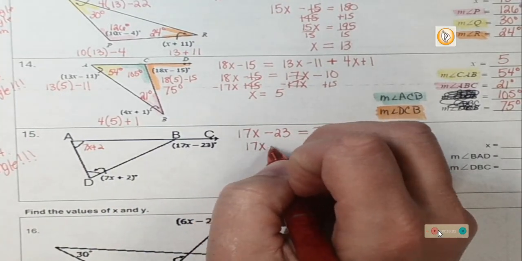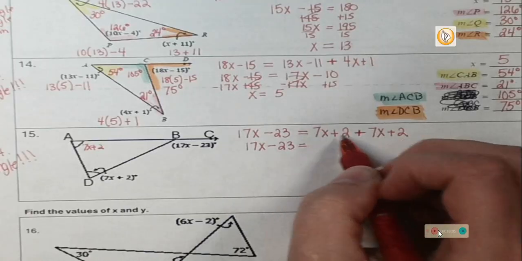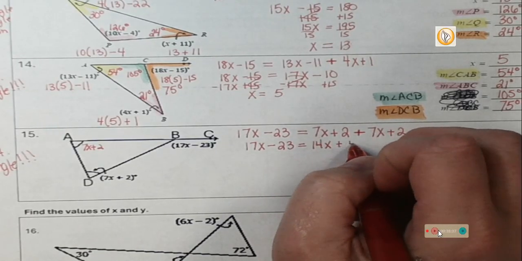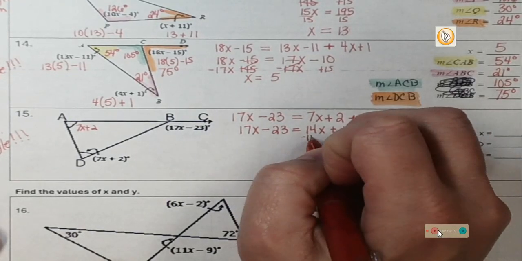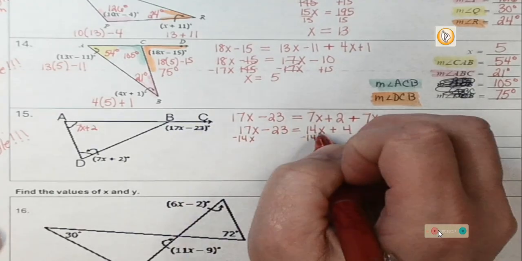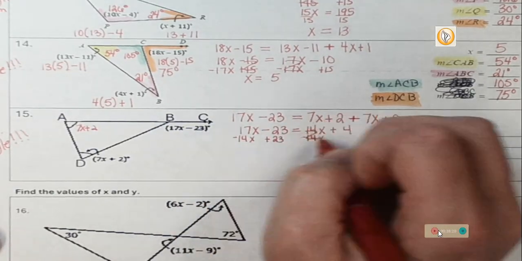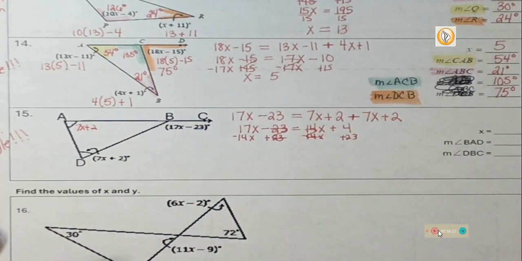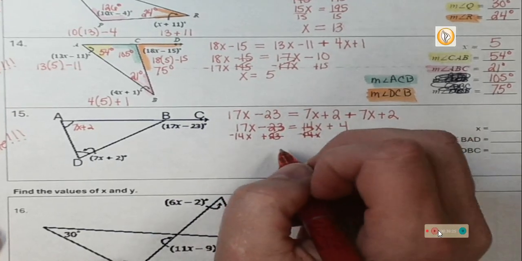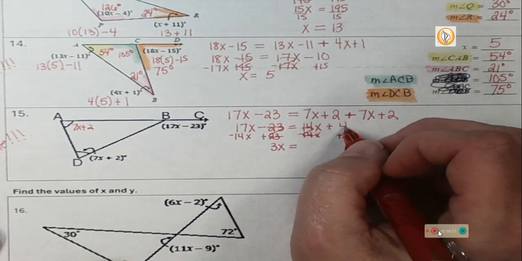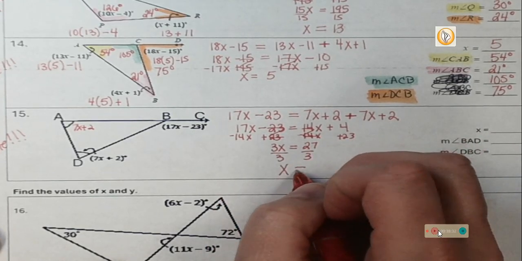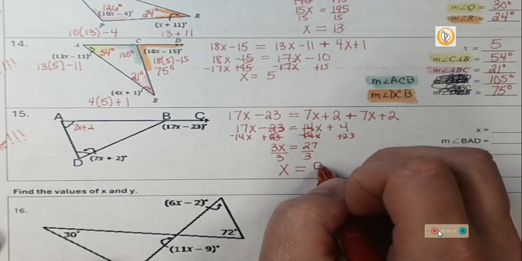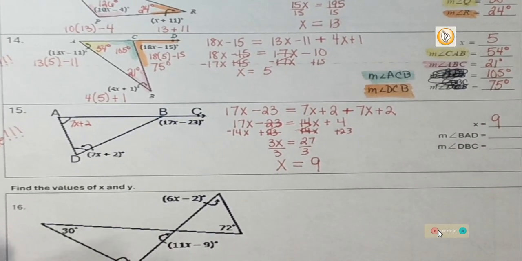So, let's solve. So, 17x minus 23 equals 7 and 7 is 14x plus 4. Okay. I'm going to get variables on the left, constants on the right. So I'm going to minus 14x, inverses cancel. I'm going to add 23, inverses cancel. So 17 minus 14 is 3x, and 4 plus 23 is 27, so that when I divide by 3, what is your x value? 9. So x is 9, okay?